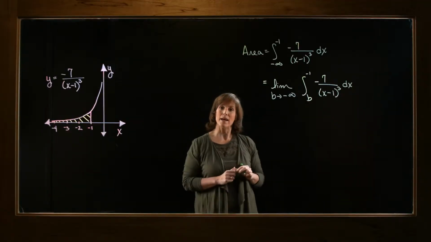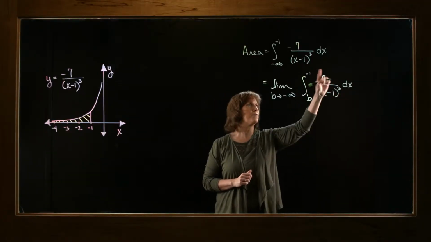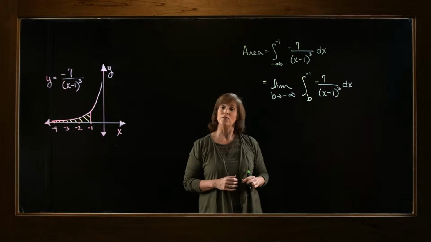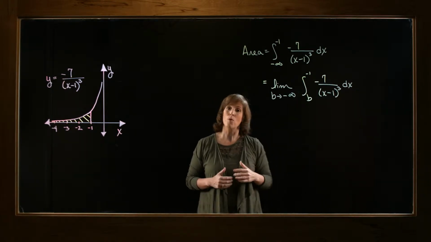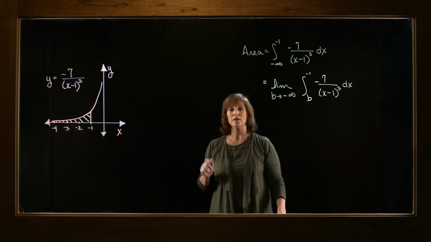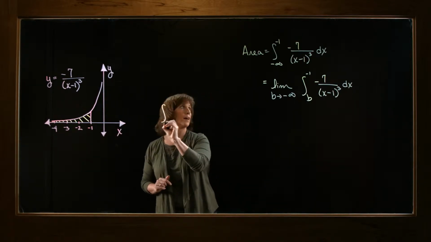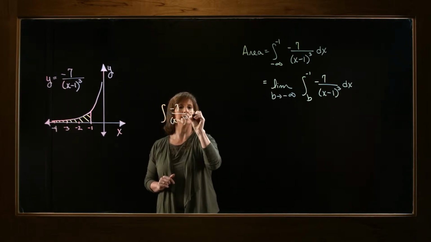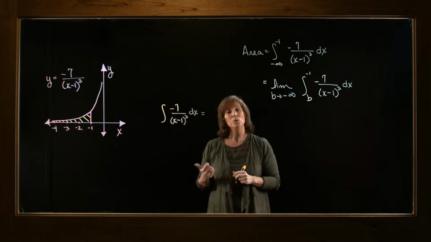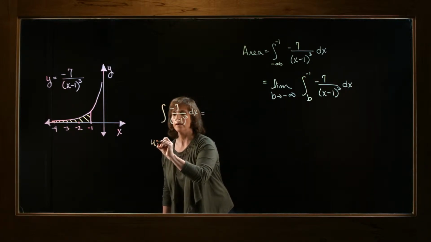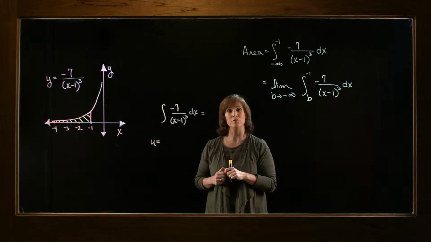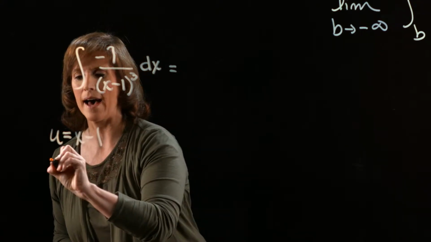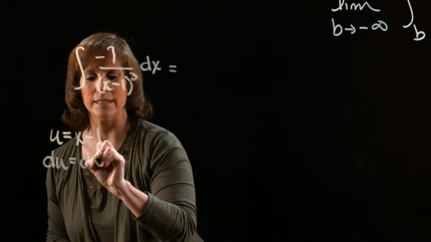All right, now that I have my improper integral set up, let's go ahead and evaluate my integral. Now, if you need to do a little side work here to evaluate the integral, that's fine, because this is going to require more than just our basic integration rules. So let's go ahead and look at simply the integral of minus 7 all over x minus 1 cubed dx. Let's do a u substitution. I'm going to let u equal the inside of my composition function, which in this case, I'm going to try x minus 1. And when I do that, du is equal to dx.